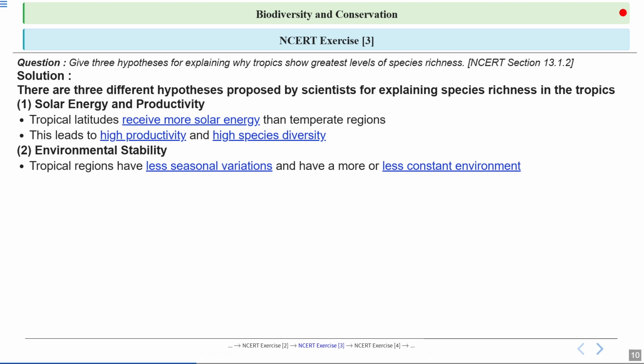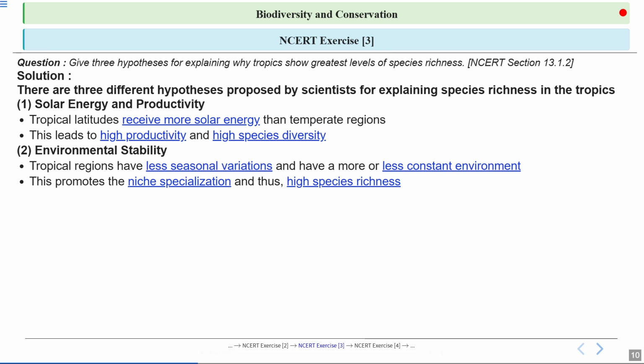Unlike in temperate regions where seasons bring significant changes, tropical regions show less seasonal variation, whereas the temperate regions show significant changes in the seasons. Okay, so tropical regions are relatively stable throughout the year as compared to the temperate regions. So this stability gives the organism or species time to evolve. So this promotes niche specialization and thus high species richness.